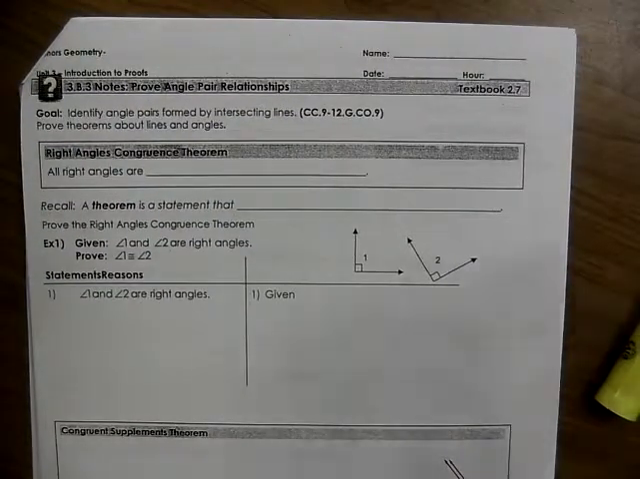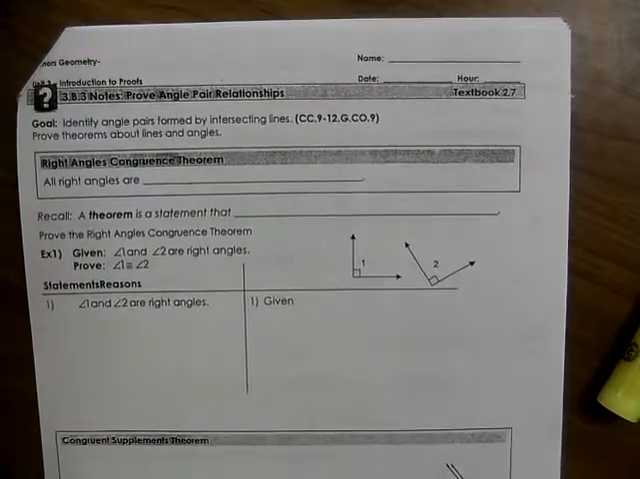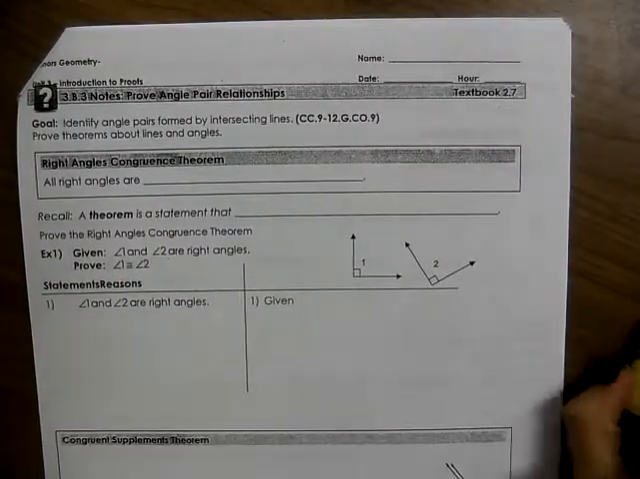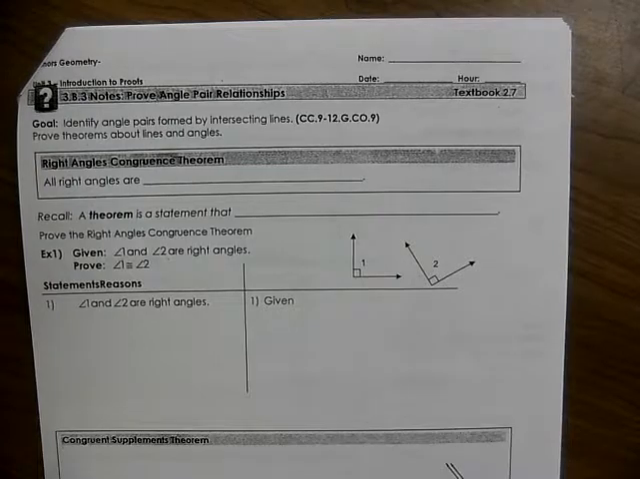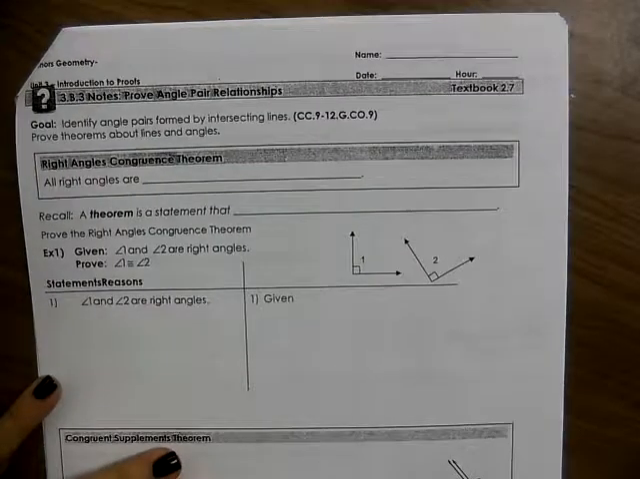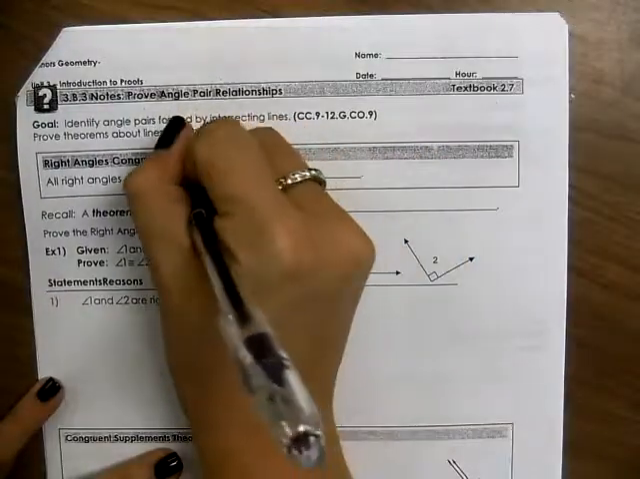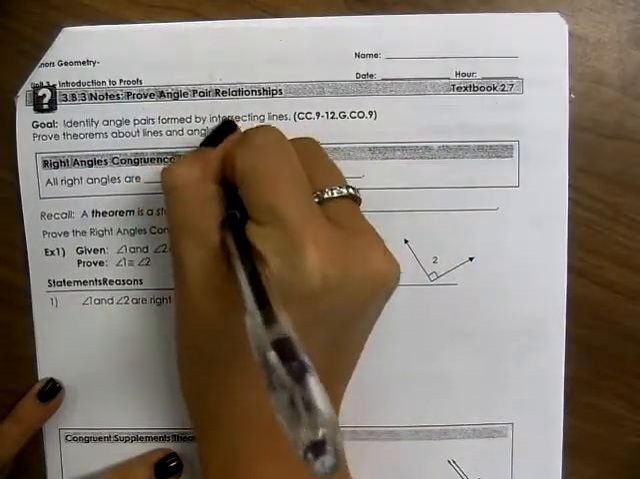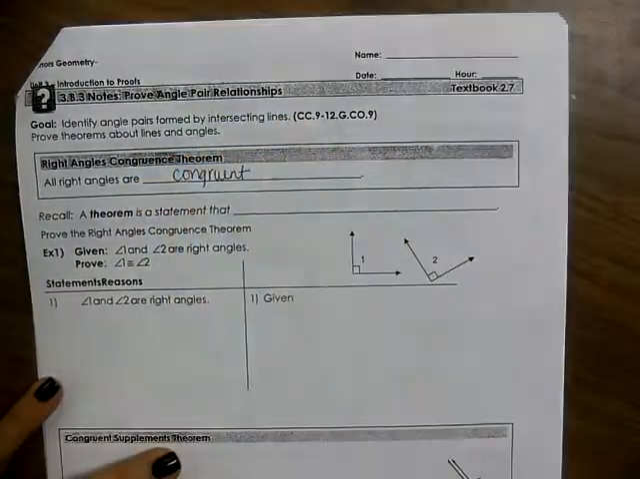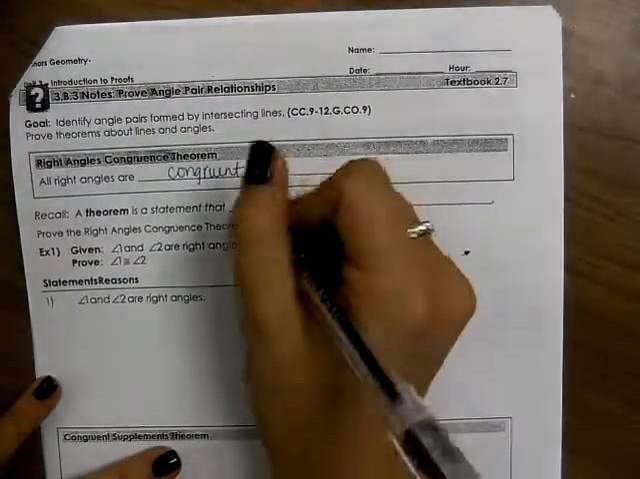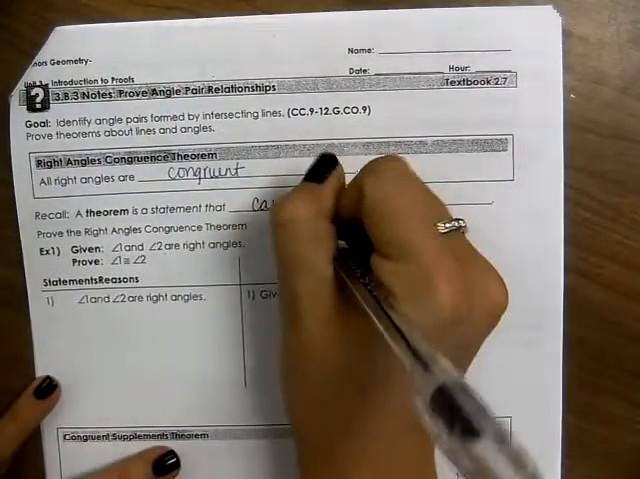Okay, so today we're going to do 3B3 notes. We're going to talk more about proofs, so we're going to introduce a few more if-then statements today. Make sure you have your pink sheets out. We're going to talk about the right angles congruence theorem. So we know that all right angles are congruent. Okay, so we're going to use that today in our proofs. Remember, a theorem is a statement that can be proven.